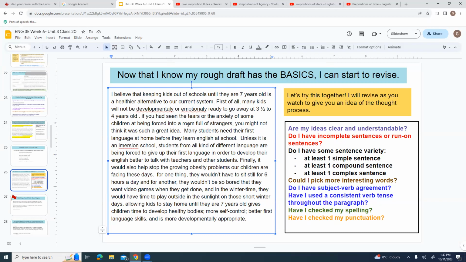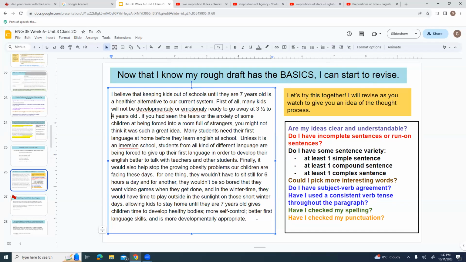That's legitimate. I might turn it around and say, put the subject first, but I think I'm okay with leaving that the way it is. Many students, there's my subject. Here's my verb, need their first language at home before they learn English at school. Okay. We're going to pretend I've done that for everything.